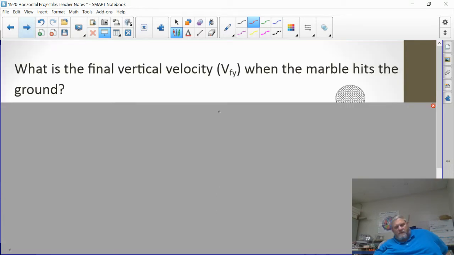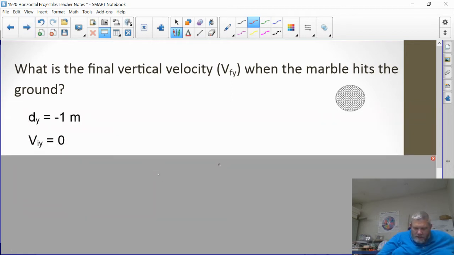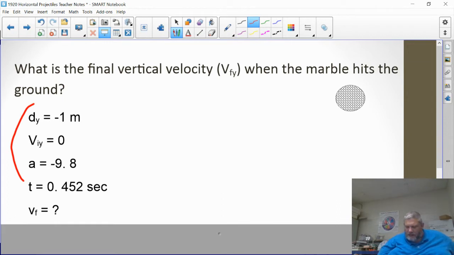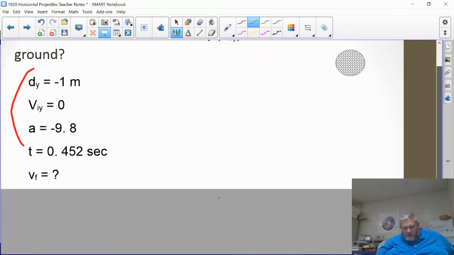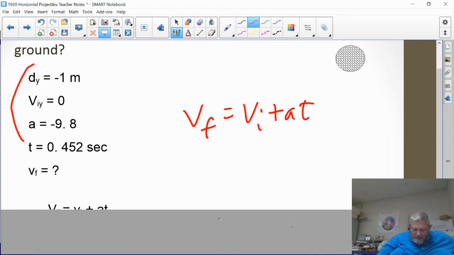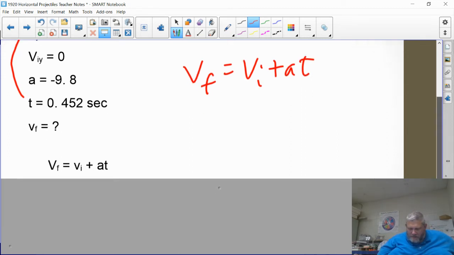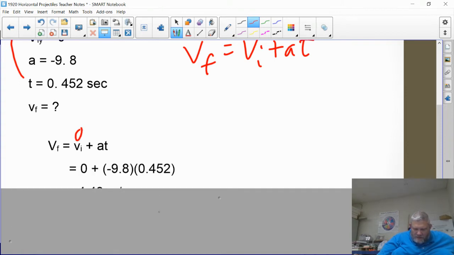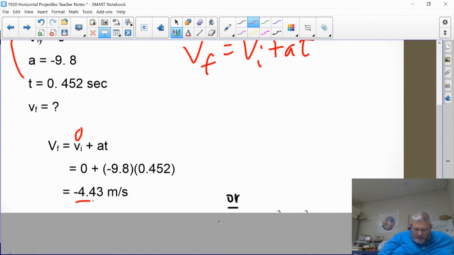All right. And then what's the vertical velocity when the marble hits the ground? Again, we write down what we know. These are the same things that were given before. We calculated t, and now we're looking for Vf. Which equation are we going to use to find Vf? I would use Vi plus at. Vf equals Vi plus at. Vi is 0, a is -9.8, and we know the time. When we do that, we get -4.43 meters per second, meaning it's going downwards.